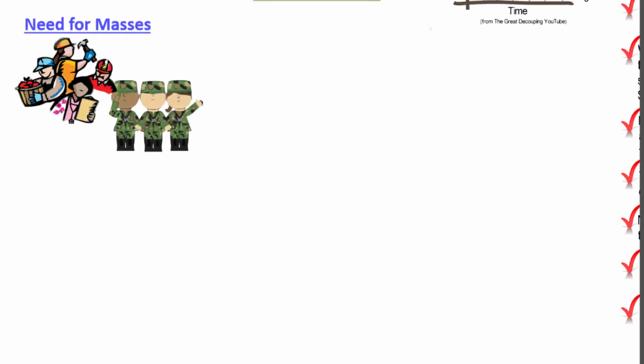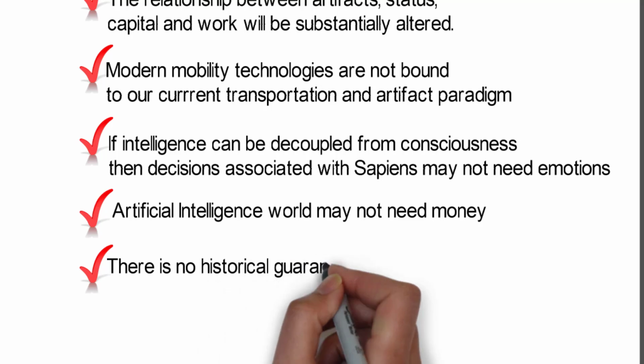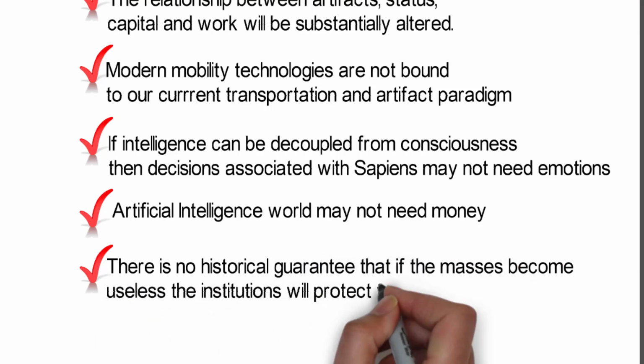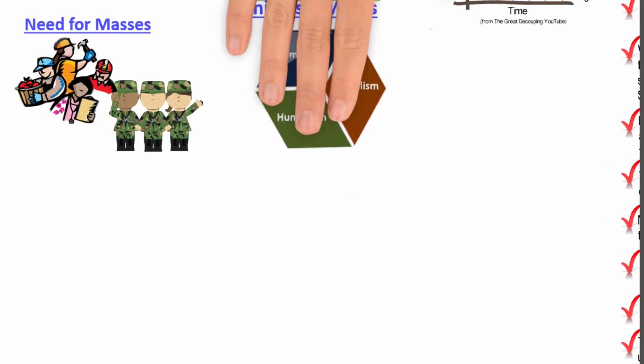Then he talks about the need for the masses. And we basically have three major institutions, the economic, political, and social, that may not need large populations anymore. Robotics will replace the skills work, and artificial intelligence will replace the knowledge work. Large populations are becoming superfluous. Why is this important? It's that there's no historical guarantee that if the masses become useless, the institutions will actually protect them. Right? Then he talks about universal myths.